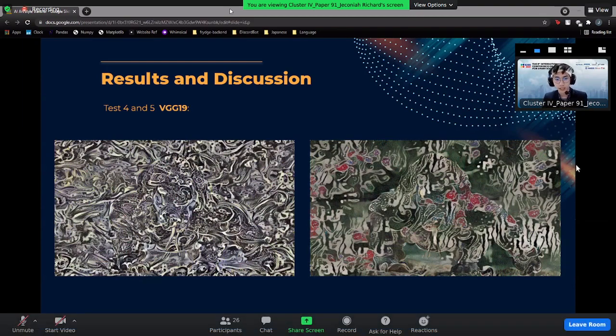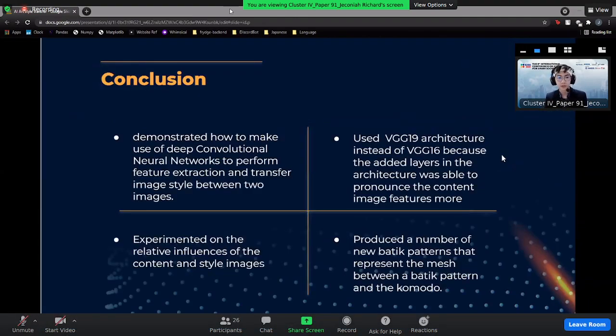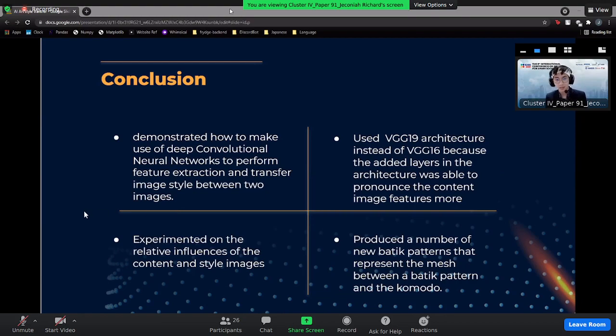For the conclusion and recommendations, we demonstrated how to make use of a deep convolutional neural network to perform feature extraction and transfer image style between two images. And we experimented on the relative influence of the content and style images. We use VGG19 architecture instead of 16 because the added layers in the architecture were able to pronounce the content image features more and produce a number of new batik patterns that represent the mesh between a batik pattern and the Komodo.